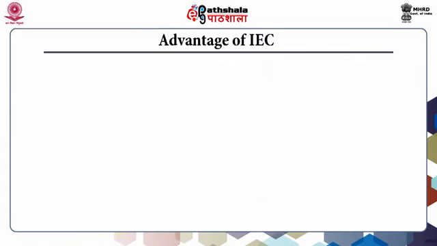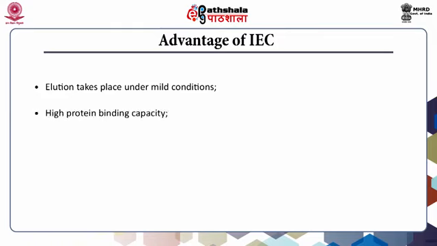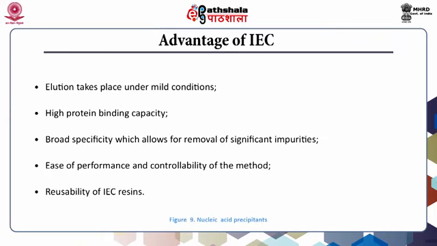Coming to the advantages of IEC, elution takes place under milder conditions, thus enabling the protein to retain its native conformation throughout the process. It has high protein binding capacity, and the method is easily controllable. Ion exchange resins can be reused for a number of cycles with appropriate column washing and sanitization.